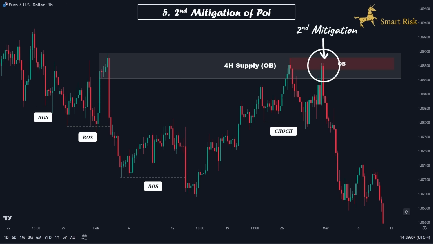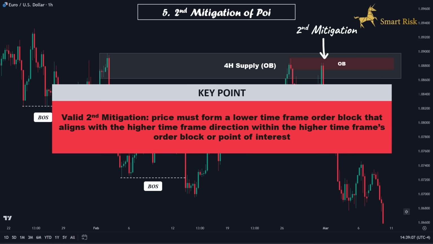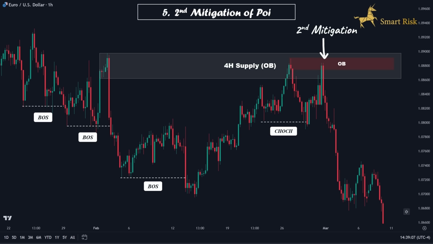This approach provides additional confirmation that the supply or demand zone is likely to hold, increasing the probability of a successful trade. Generally, second mitigation order blocks provide a high probability of success when used as entry points for executing trades, as they tend to hold up quite nicely. However, it's important to note that this confirmation method is valid and can be used to execute trades only under one condition. The price must form a lower time frame order block that aligns with the higher time frame direction within the higher time frame's order block or point of interest. Otherwise, it is not advisable to execute trades based on the second mitigation of an order block.